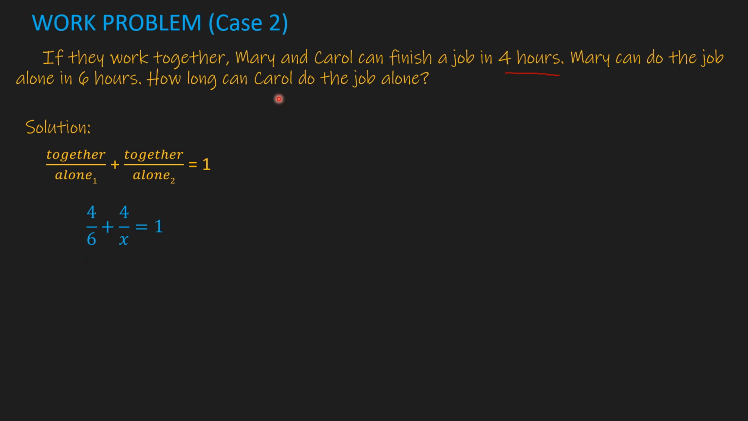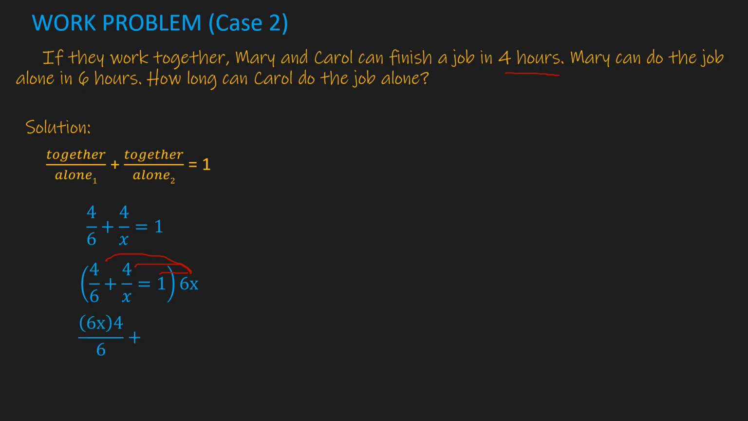And for Carol, hindi natin alam. That is the unknown. So, represent natin muna sa x equals 1. And again, since mayroon tayong mga denominators na kailangang i-eliminate, as usual, we have to multiply the whole equation by the LCD or the least common denominator. So, in this case, it's 6x. No? Our least common denominator is 6x. Then, distribute the LCD to all the terms inside the parentheses.